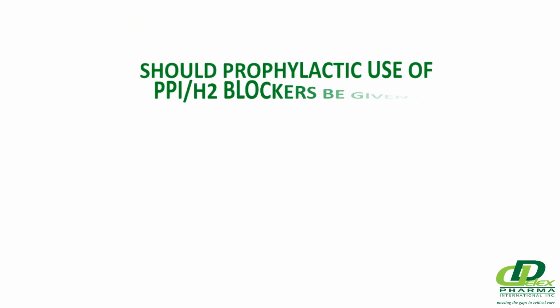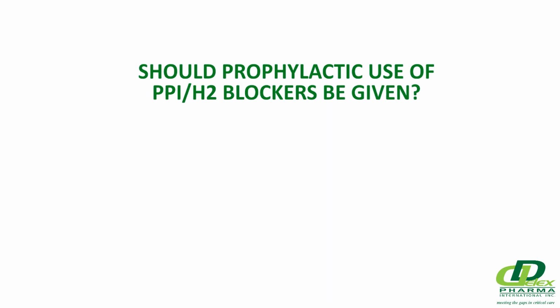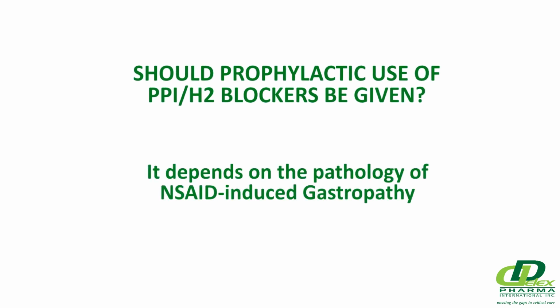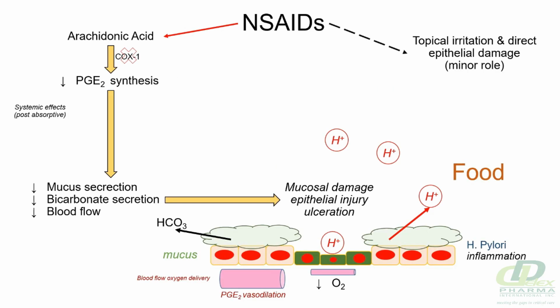Another question is, should prophylactic use of PPI or H2 blockers be given if NSAID is utilized? The answer is based on the pathology of NSAID-induced gastropathy. In the stomach, COX-mediated production of prostaglandins PGE2 and PGI2 plays an important role in regulating the production of bicarbonate and mucus, as well as regulating normal blood flow. These are the physiologic mechanisms compromised by NSAID use.